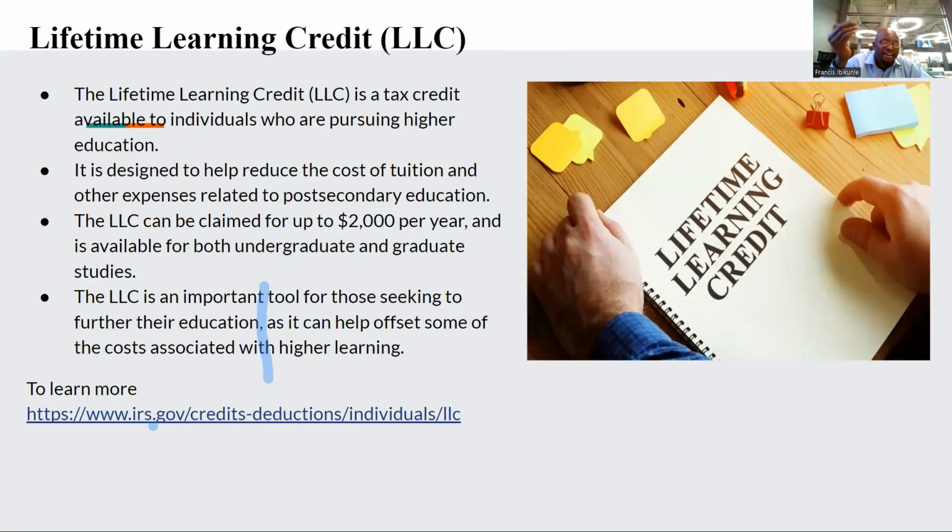There's a Lifetime Learning Credit too. These are education credits, a tax credit for higher education. So if you finish high school, maybe a 4-year college, and you are going for higher education like a master's or doctorate, you still qualify for some credit. It is designed to help reduce the cost of tuition and is not specifically related to post-secondary education. The LLC can be claimed up to $2,000 per year and is available for both undergraduate and graduate studies. The LLC is an important tool for those seeking to further their education, that can help offset some of the costs associated with higher education.